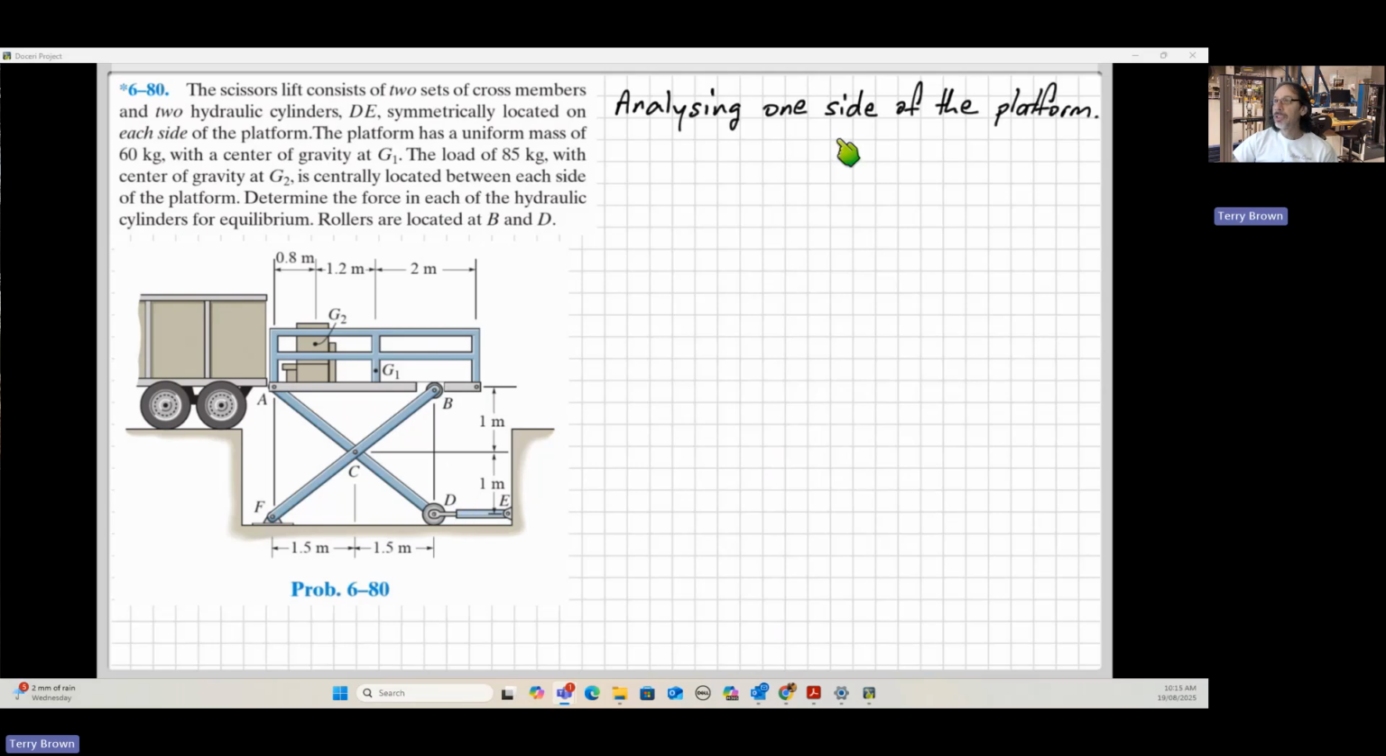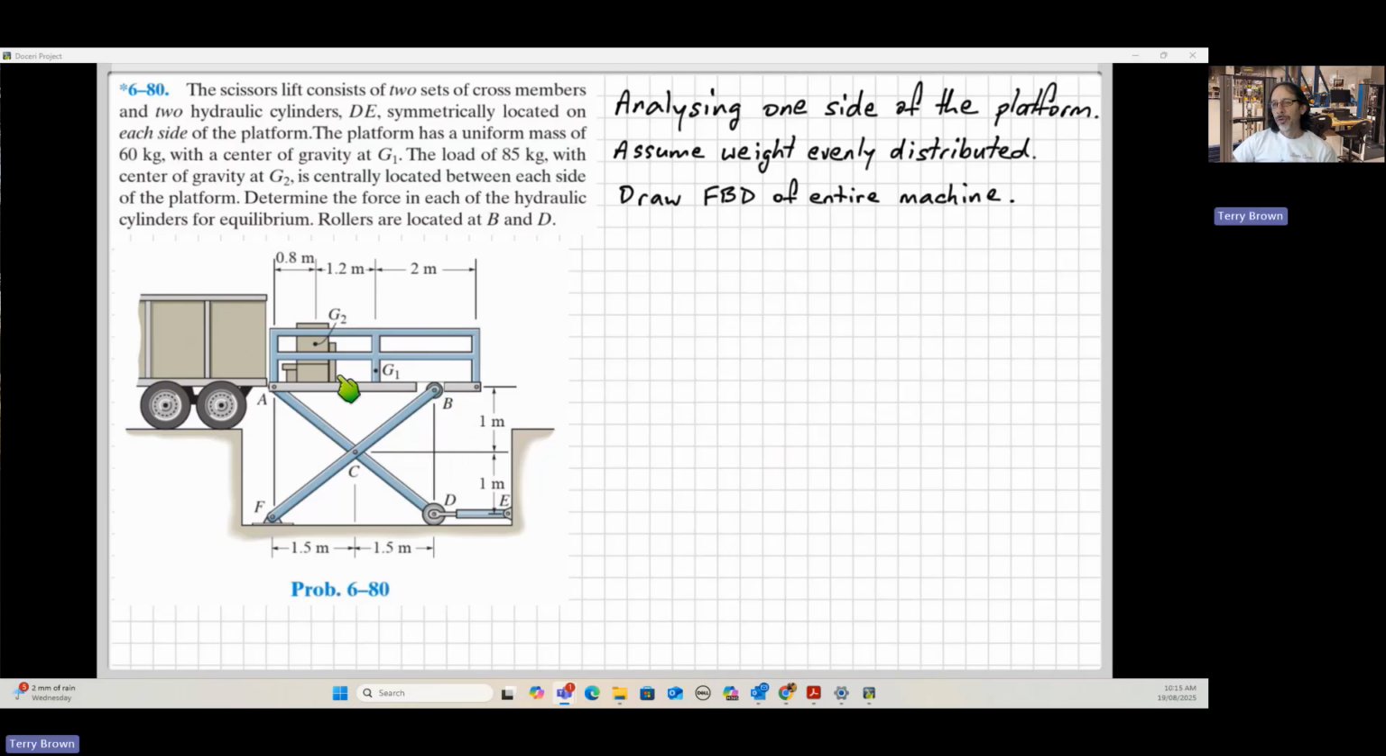So we're just going to analyse one side of the platform, so we're going to divide these weights into half for the analysis. We're going to assume that the weight is evenly distributed, and of course we're going to draw a free body diagram to start our analysis, but we need to think about what we are going to draw a free body diagram of. Often this is the most difficult part of machine analysis in engineering mechanics.